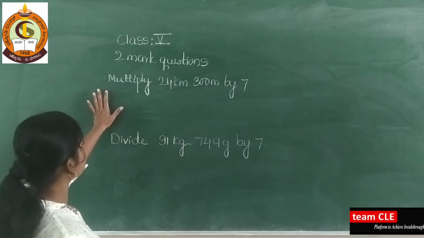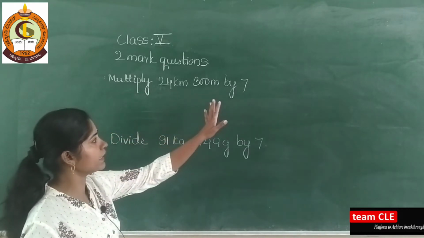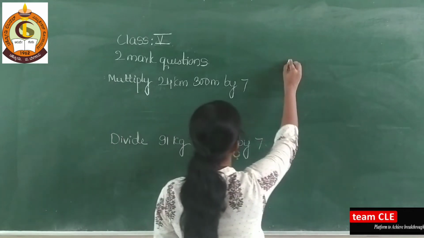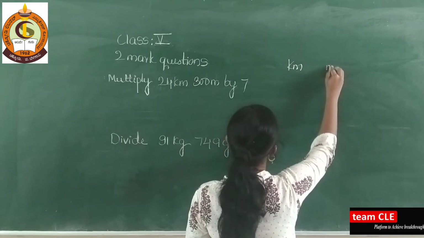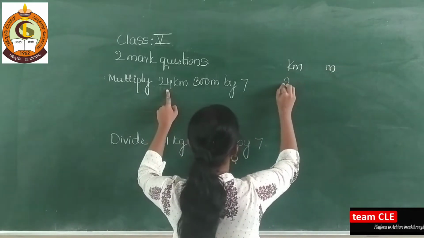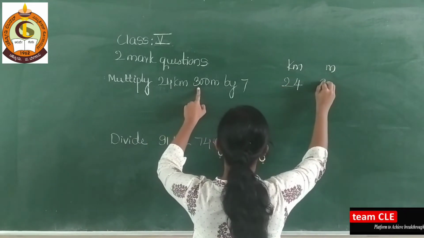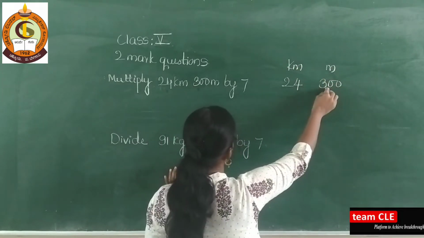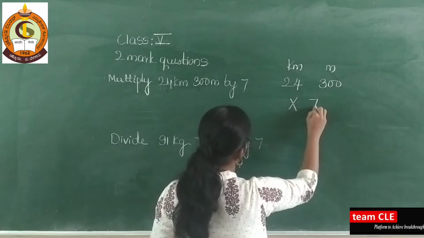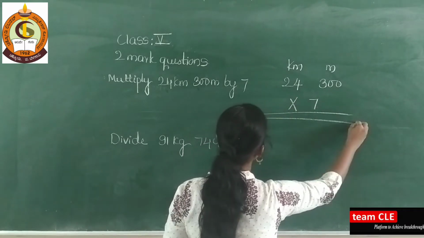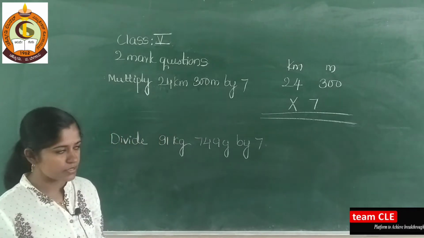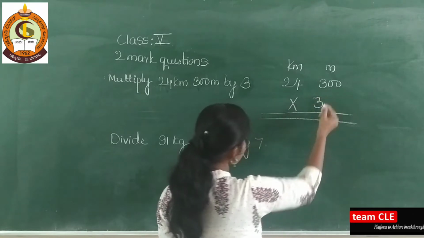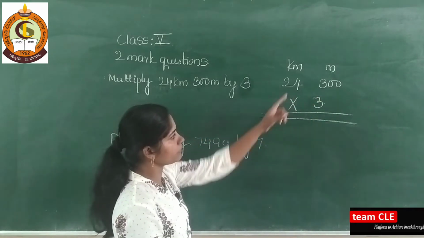Here I took one example: multiply 24 kilometer 300 meter by 7. You have to separate the kilometer on one side and the meter on the other: 24 kilometer and 300 meter. By how much are we going to multiply? With 7. When you are multiplying, start with the meter side.